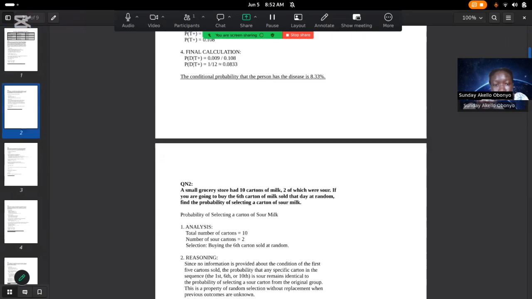In this Bayes theorem, we have all this, we have this, we have this, and we do not have this. So we have to calculate the probability of having a positive test, which is 0.108. And when we do our final calculation, we shall have 0.833. And when we convert it into percentage, we find that the conditional probability that the person indeed has the disease is 8.33%.